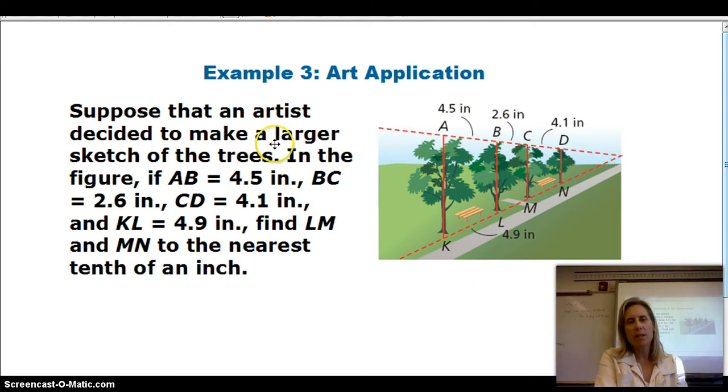So suppose an artist decided to make a larger sketch of the trees. In this figure, AB is 4.5. You can see BC is 2.6. CD is 4.1. And then what do we have? Transversal KL is 4.9. So how can you find LM, Amaya? Well, 4.9 over 4.5, and then that's interesting.